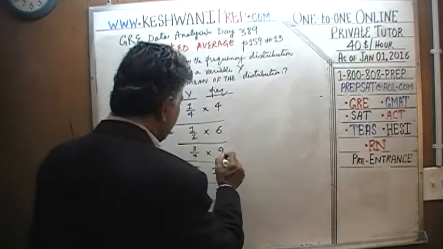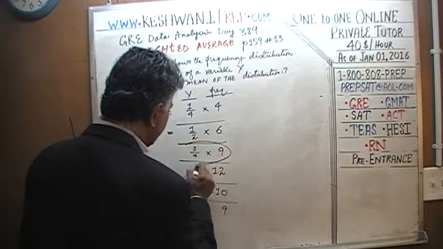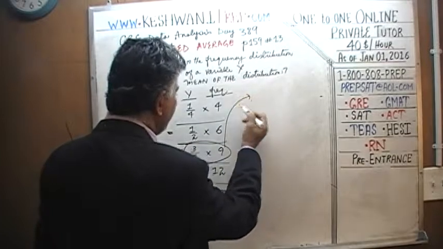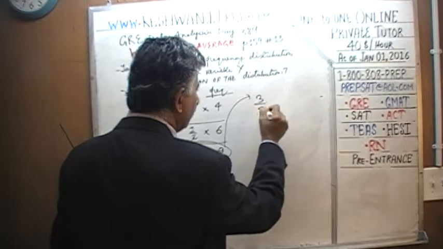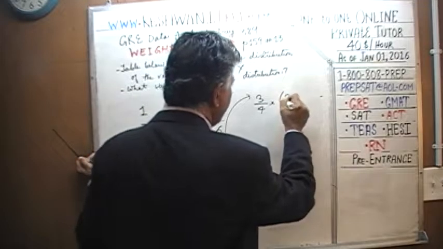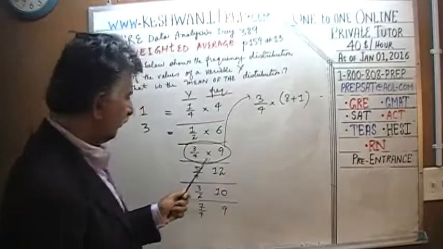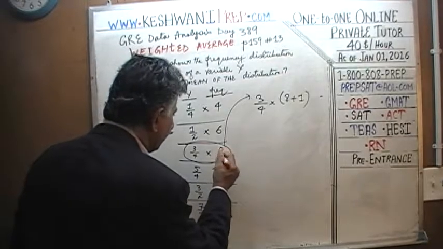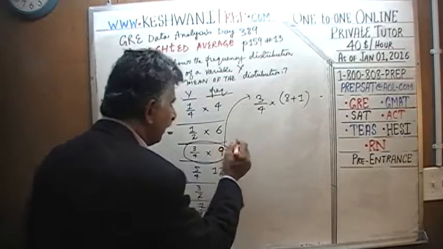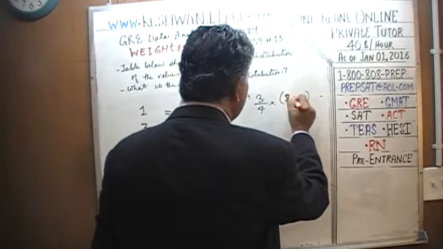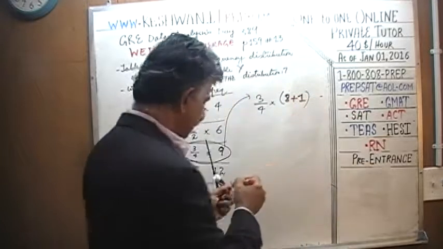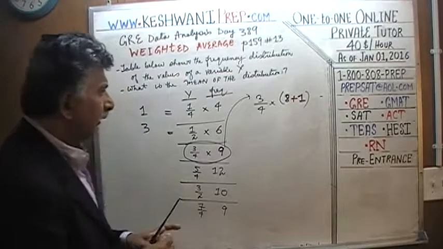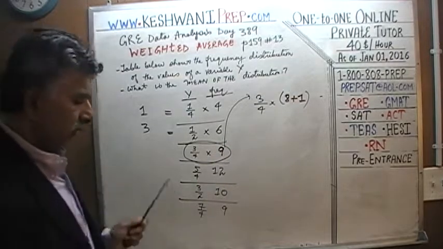What we're going to do is, let's do this 3 quarters times 9 up here so you can see what's going on. 3 quarters times 9, where 9 can be written as 8 plus 1. Why 8 plus 1? Because now 8 is divisible by 4. So let's break it up.